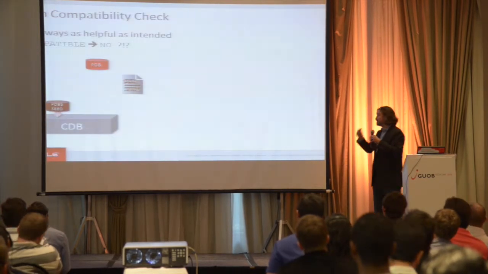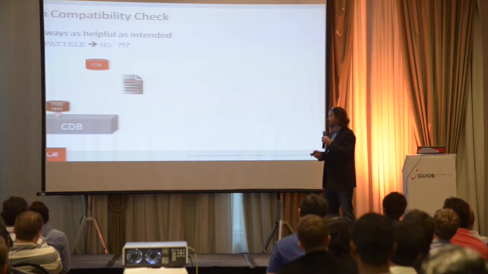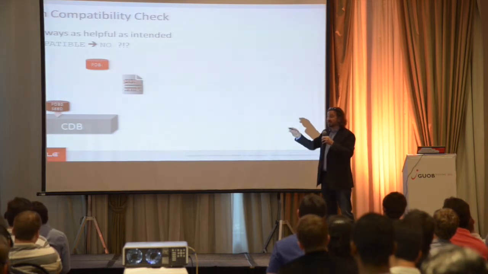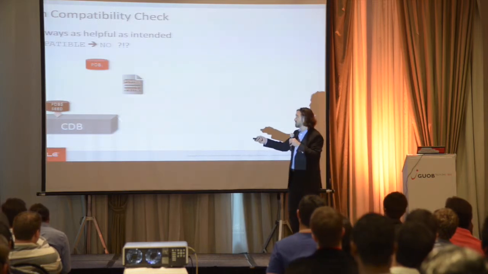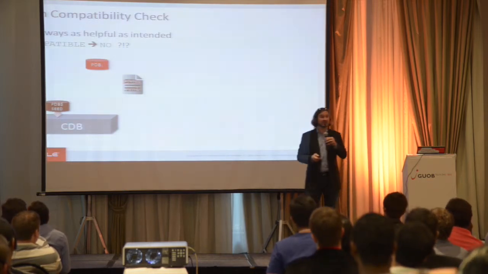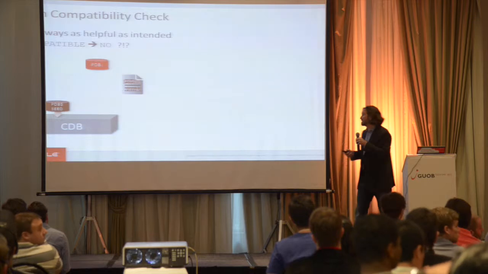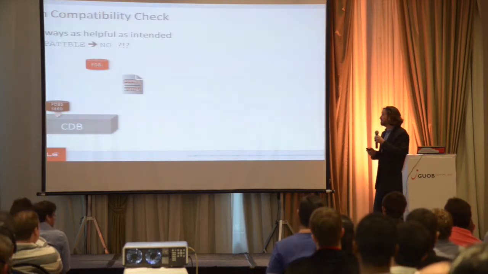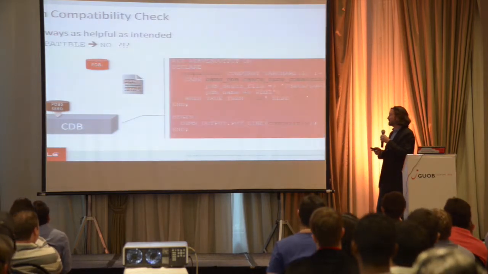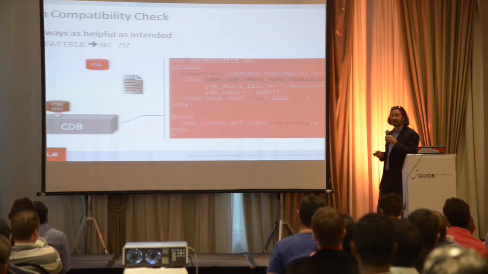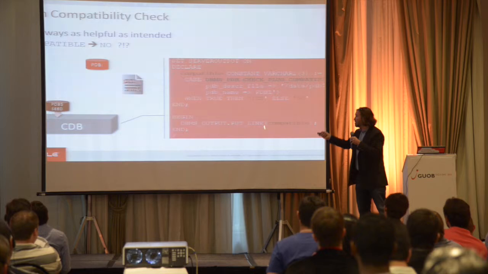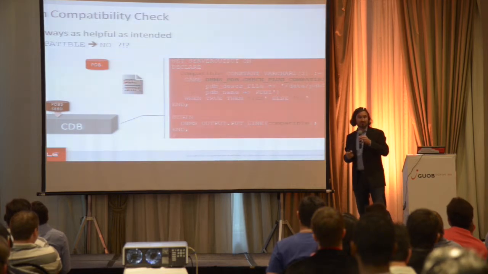Three slides to go. Compatibility check. I take this pluggable database. I have unplugged it from 12.1.0.1. I would like to plug it into 12.1.0.2. So the documentation will tell you to do a compatibility check. So dbms_PDB.check_plug_compatibility. And I check here only whether it's compatible. And what does it say? Any guesses? Yes or no?